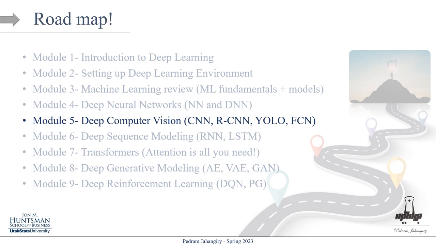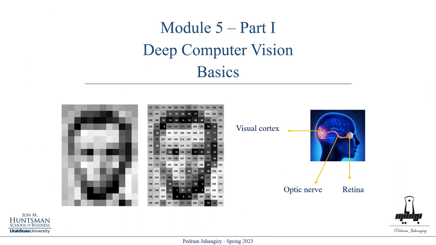All right, this is the third theory lecture of Module 5, Deep Computer Vision. In Part 1, we covered deep computer vision basics. We talked about human vision versus computer vision. We also discussed why fully connected networks are not enough when it comes to computer vision. Then we talked about what a convolution is, and we covered some of the basic definitions like what a filter is, what size, stride, and padding are, etc.